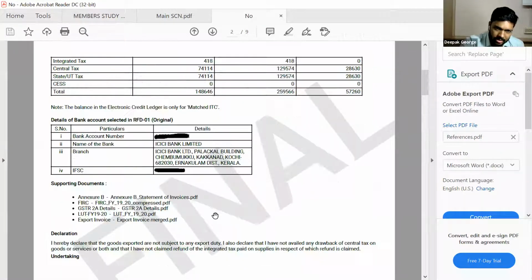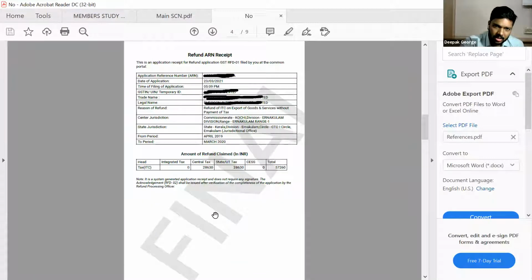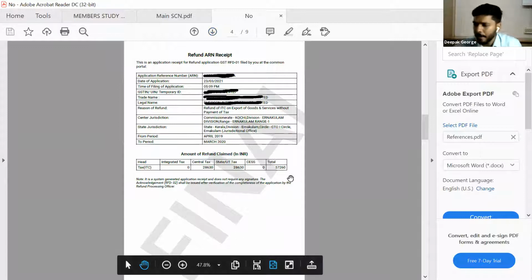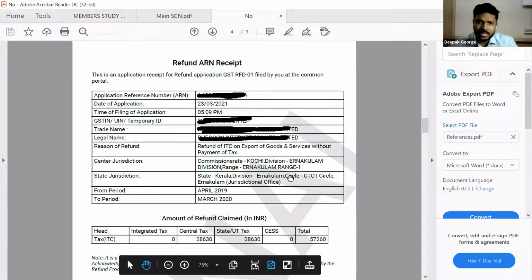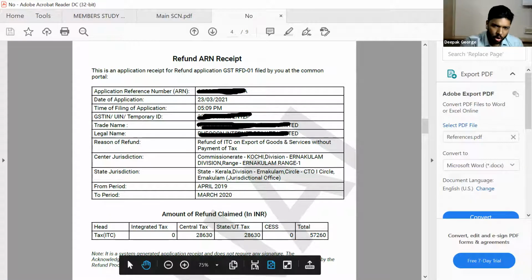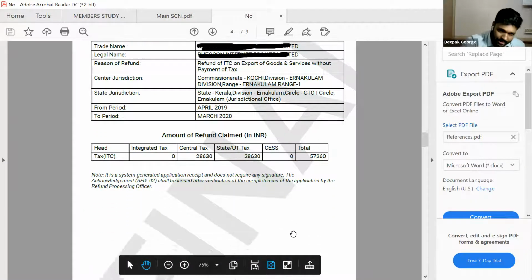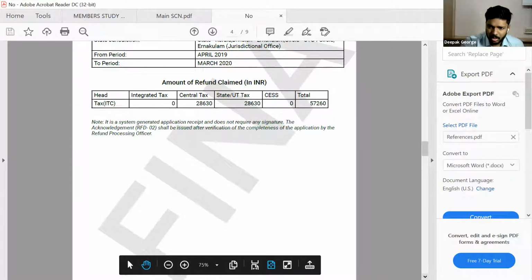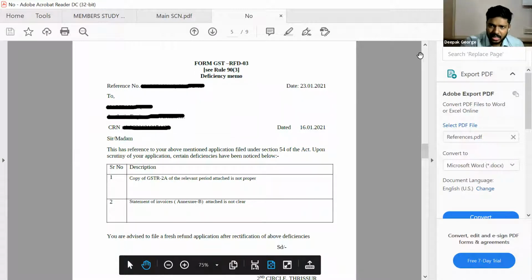Right. The next one is a format of the ARN. I'll just magnify this. This is the ARN receipt. This is what we basically send to clients saying that we have got your ARN number. This is the number that you can file. This is the total value of refund that you may get.